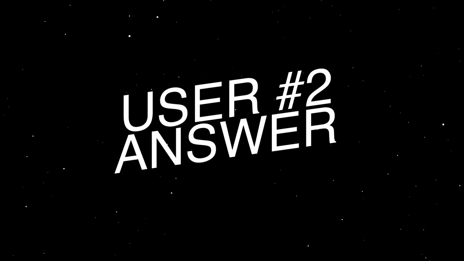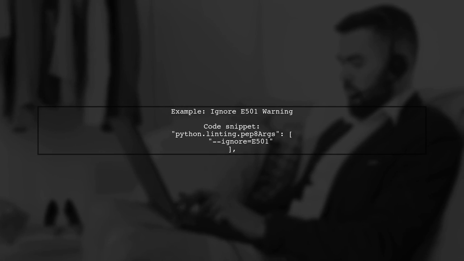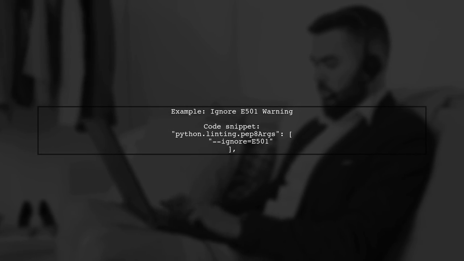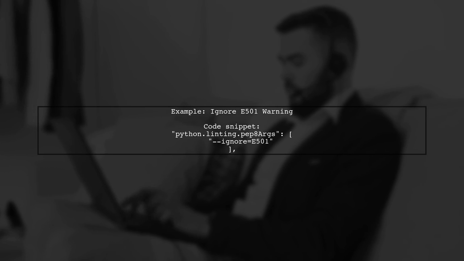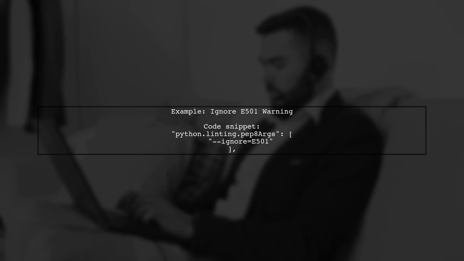Let's now look at another user-suggested answer. To disable certain warnings in Pylint, you can edit the settings JSON file. Add the rules you want to ignore under the Pylint args attribute. For example, if you're using PEP8 and want to ignore the E501 warning about line length, you can specify that in your settings.